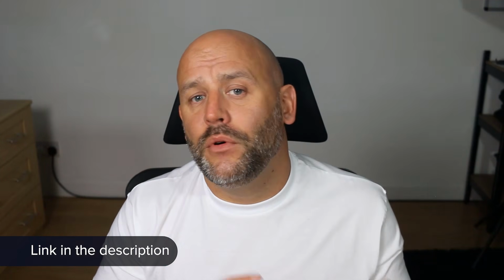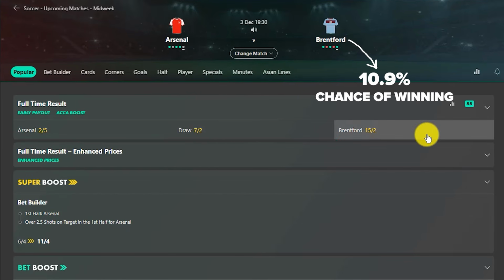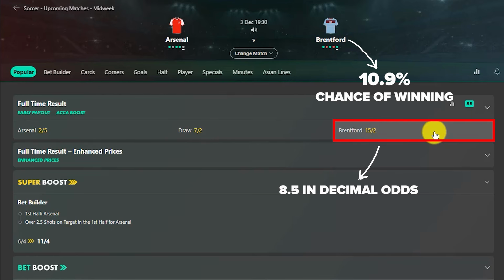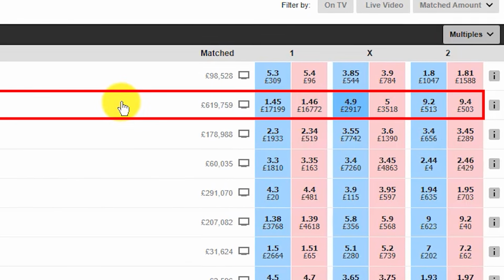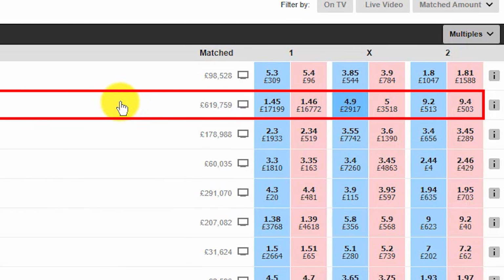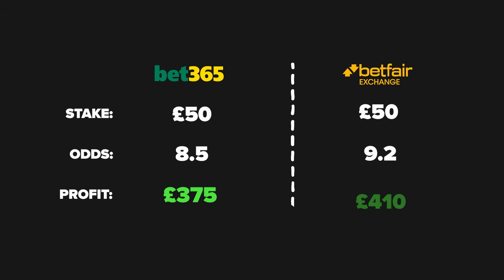Now, to give you a simple example, look at this Premier League football match. Brentford are believed to have a 10.9% chance of winning. Bet365 are currently offering odds of 15-2 on that particular bet, which is 8.5 in decimal odds, whereas Betfair's exchange has them priced at 9.2. A small difference, you might think, but over time, it's huge. To put it into perspective, a £50 bet on 365 returns £375 profit, whereas on Betfair Exchange, the same bet returns £410. The only difference is the betting exchange.